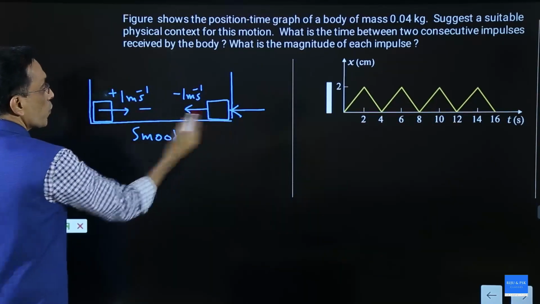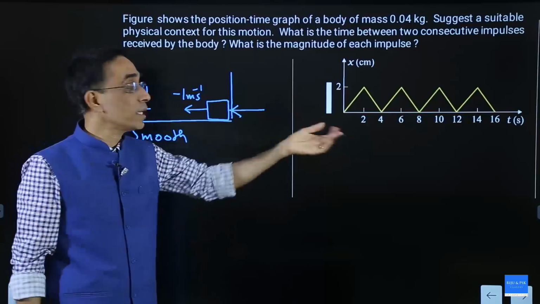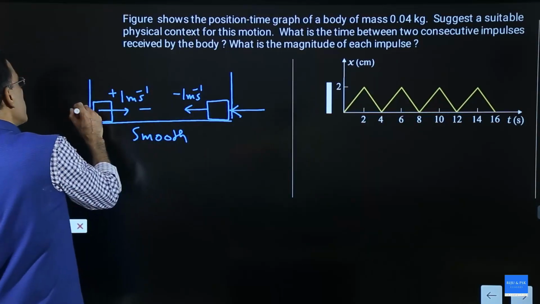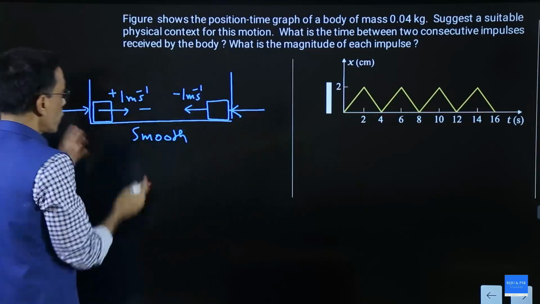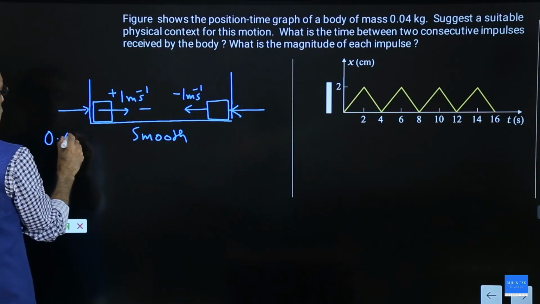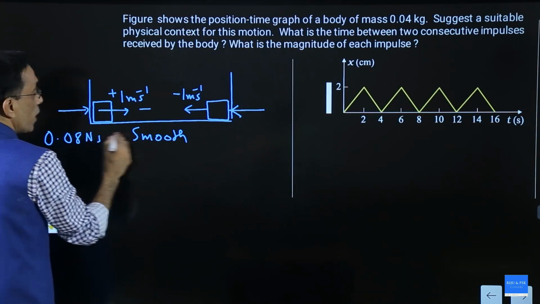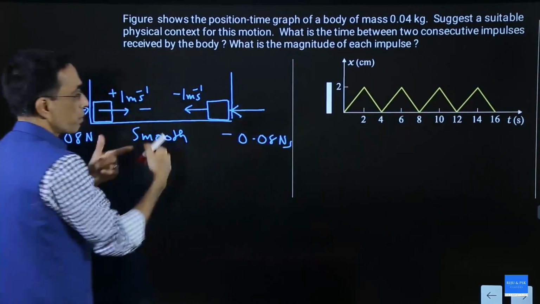So this will continue forward, backward, forward, backward. This is the position time graph of that body, and one impulse is applied here in this direction and one in this direction. So one of them is taken positive, another is taken negative. So we got 0.08 on one side and minus 0.08 on the other side, these two impulses.